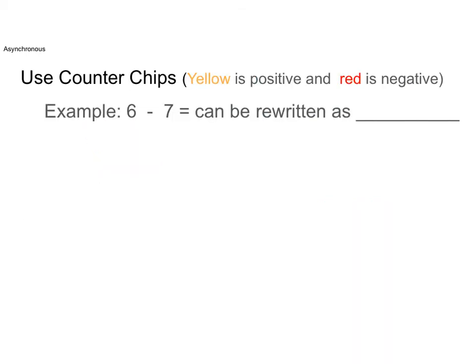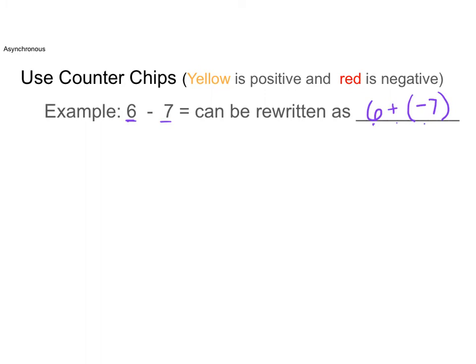So let's go ahead and use counters on this one. I see that I have 6, and then I have to take away 7. Now we're going to rewrite it. So I'm going to do 6, and I want to add the opposite. Instead of subtracting, I'm going to add. Instead of 7, I'm going to put the opposite, so minus 7. Okay? So 6 plus a negative 7.